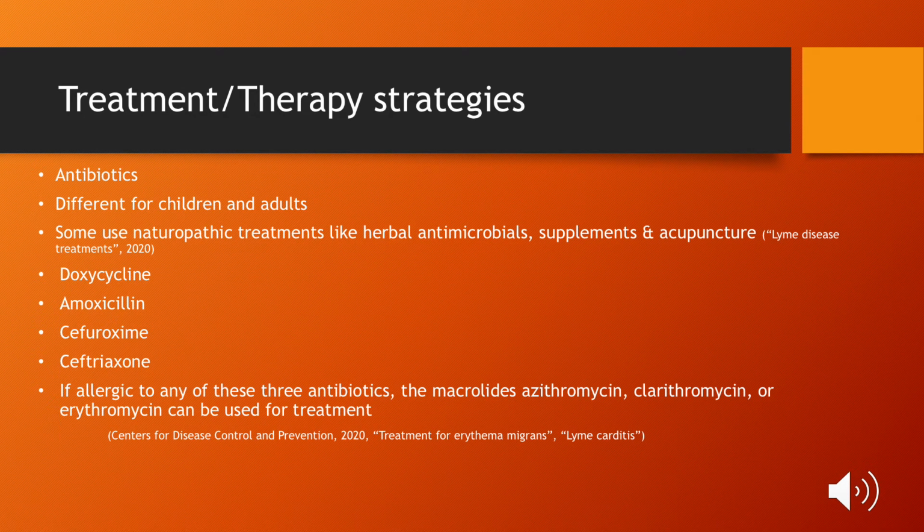Since Borrelia burgdorferi is a bacterium, the treatment and therapy strategies are generally antibiotics, and the dosage and duration of the treatment is different for children and adults. Some patients also use naturopathic treatments like herbal antimicrobials, supplements, and acupuncture. Some of those supplements include B12, coenzyme Q10, chromium, folate, omega-3 fatty acids, just in order to help improve the repair of cells and to boost energy.